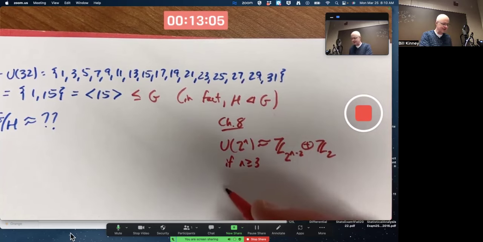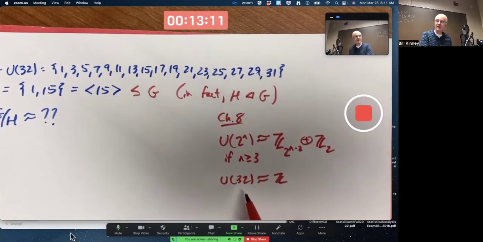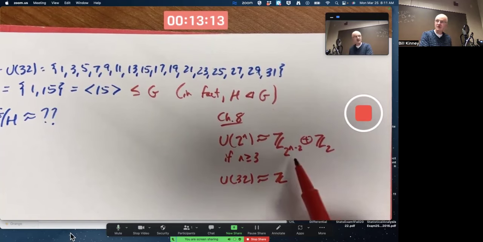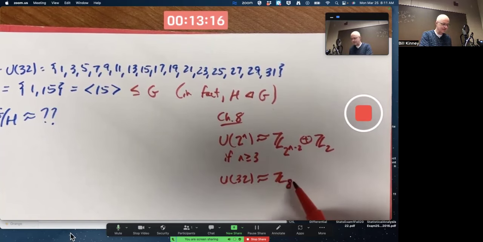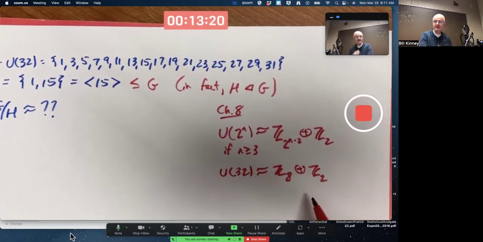So in our case, n is 5. U32 is isomorphic to what? 32 is 2 to the 5th. So we need a 2 to the 3rd here, an 8, external direct product with Z2. That's not a cyclic group, by the way, right? Since 2 and 8 are not relatively prime, this would not be isomorphic to Z16. That's a fundamental fact to know from chapter 8. You can't combine these into Z16 because 2 and 8 are not relatively prime.